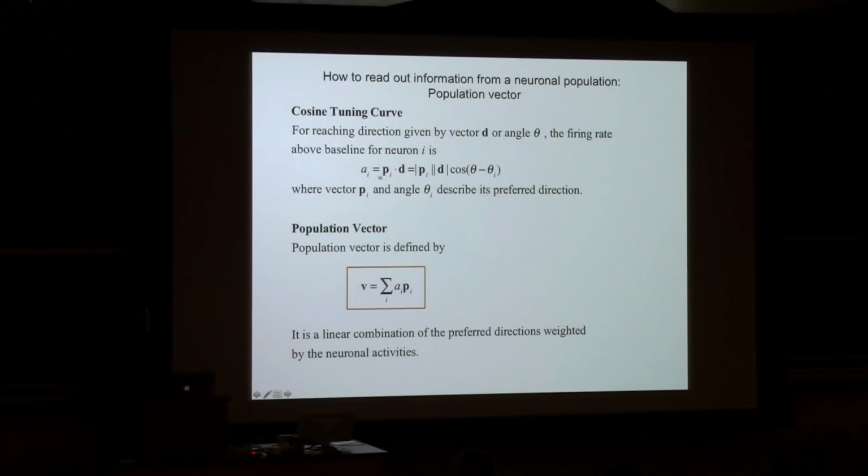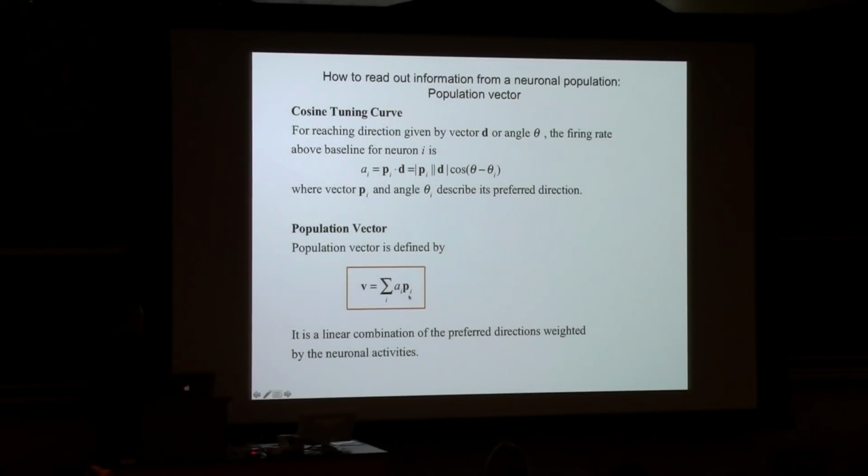So the activity is a cosine function of your actual reaching direction theta compared with some preferred direction, theta i for this neuron i, all right? You can write this as a dot product of a preferred direction vector and the actual reaching direction vector D. Right? You can write it in this way. This is the way you describe how activity depends on the reaching direction theta, where you write it in vector form like this. So the population vector is just like that.